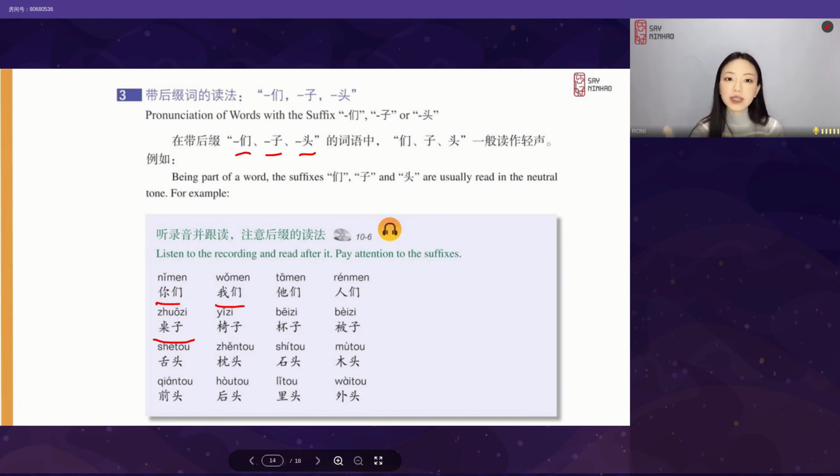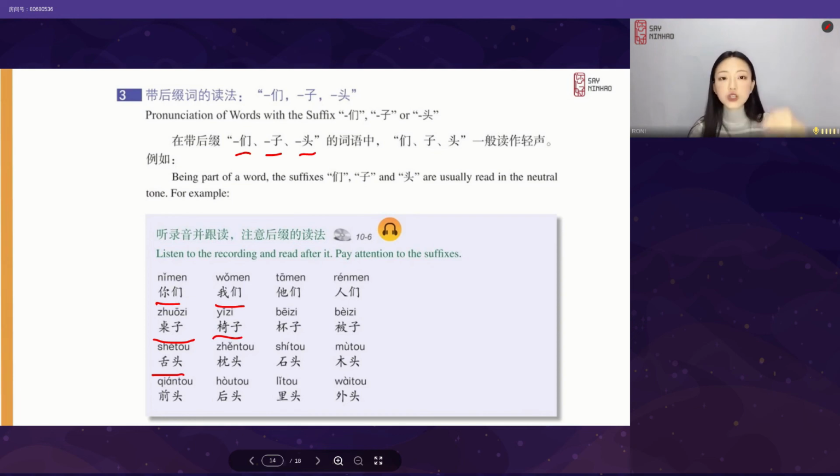Let's see the suffix 子. 桌子, we just learned it today. It means table, desk. 桌子, 桌子. Zi is the neutral tone. And 椅子, we learned it in the last lesson, which means chair. 椅子, zi is the neutral tone too.